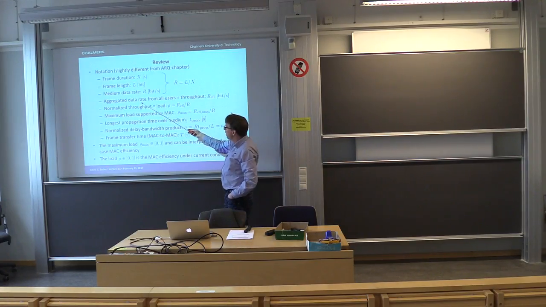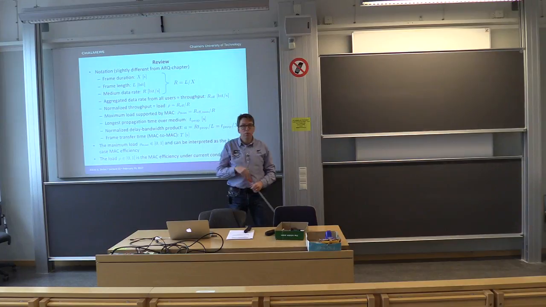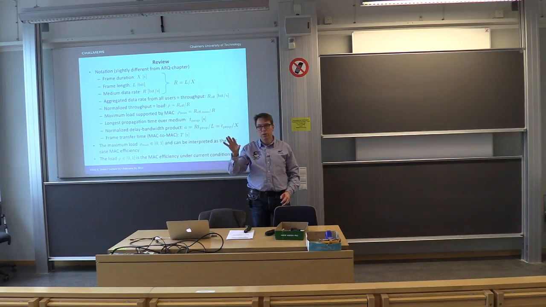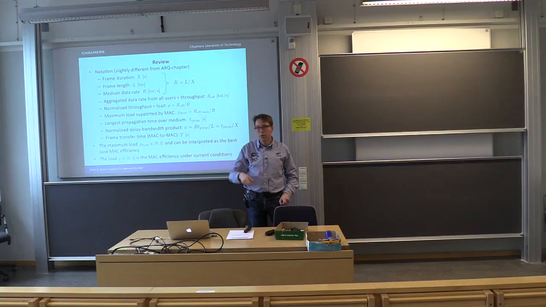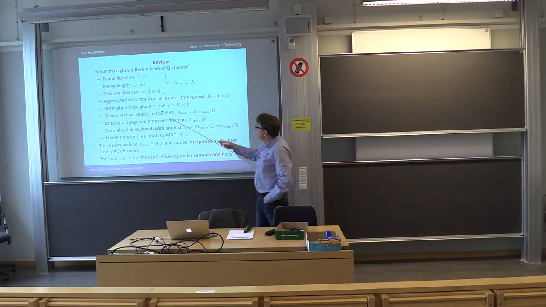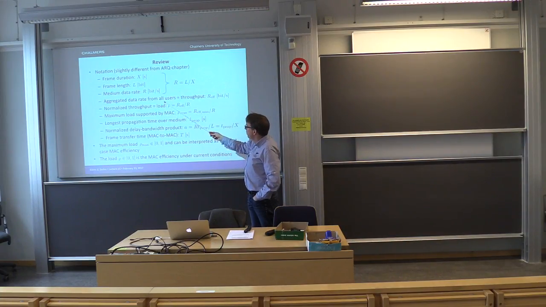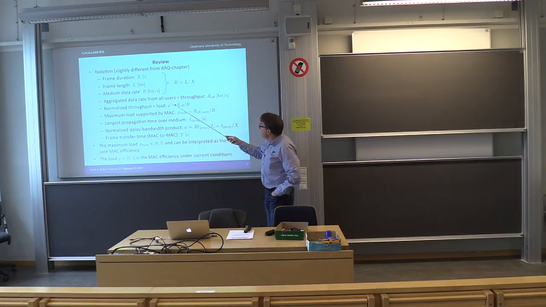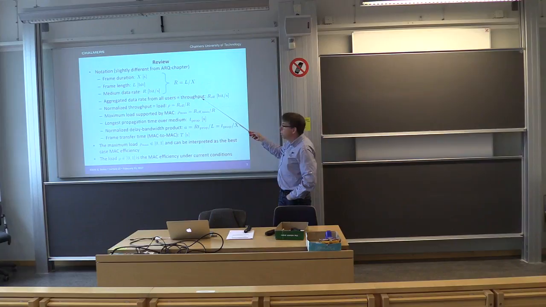Now we're talking about the aggregated data rate. So now we're not only considering one single transmitter when we talk about data rate, the effective rate and so forth. Now it's the rate from all the users added together. So the total rate on the medium comes from all users, not only one user. This is also known as throughput, and the notation is R_eff, the effective rate, in bits per second.